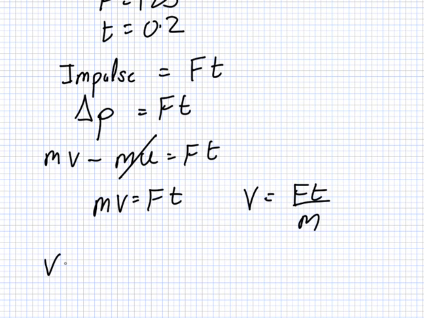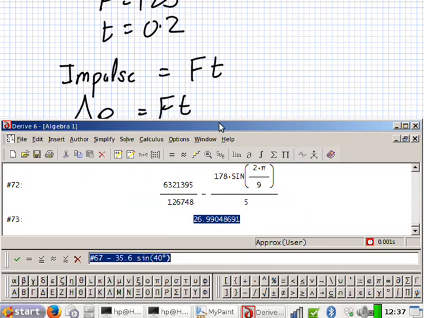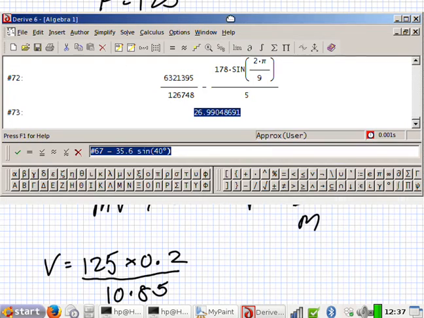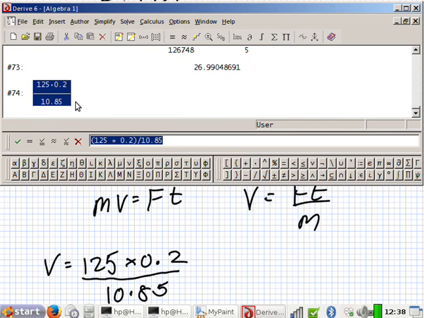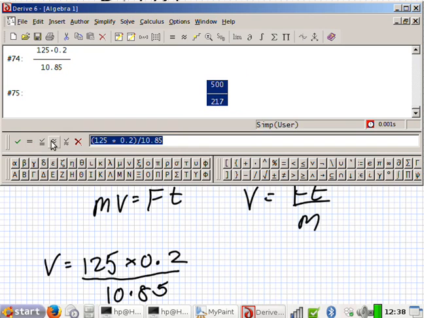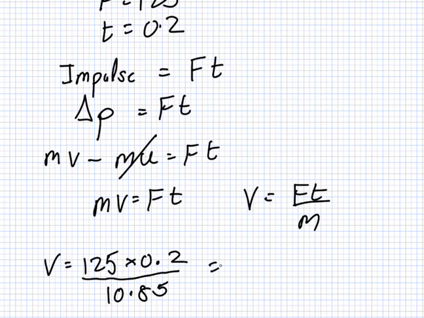So v is 125 times 0.2 all over 10.85. 125 times 0.2 divided by 10.85 is 2.3 meters per second.